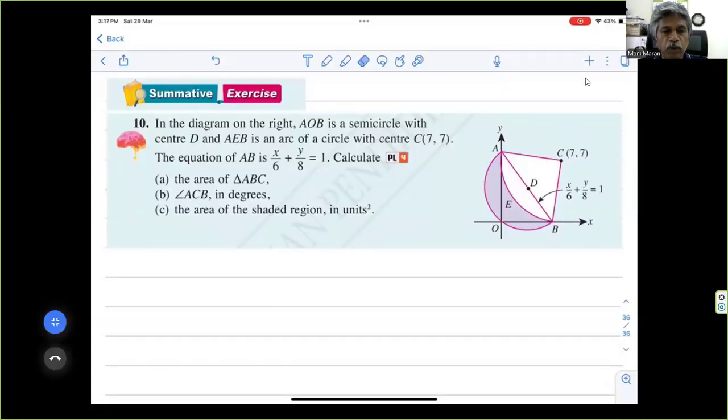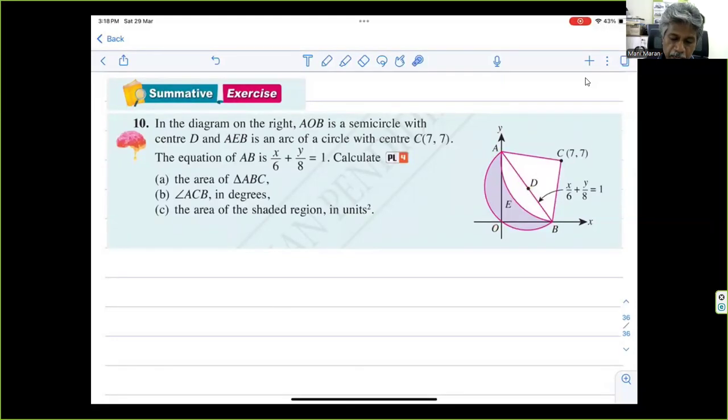Okay, let us now take a look at one problem in summative exercise, question number 10. Let's go to the question first and try to understand what the question is asking. Now, in the diagram on the right, AOB is a semicircle. Take a look at this diagram. So where is AOB? AOB is here. So this is a semicircle, and you are told that this is a semicircle with center D.